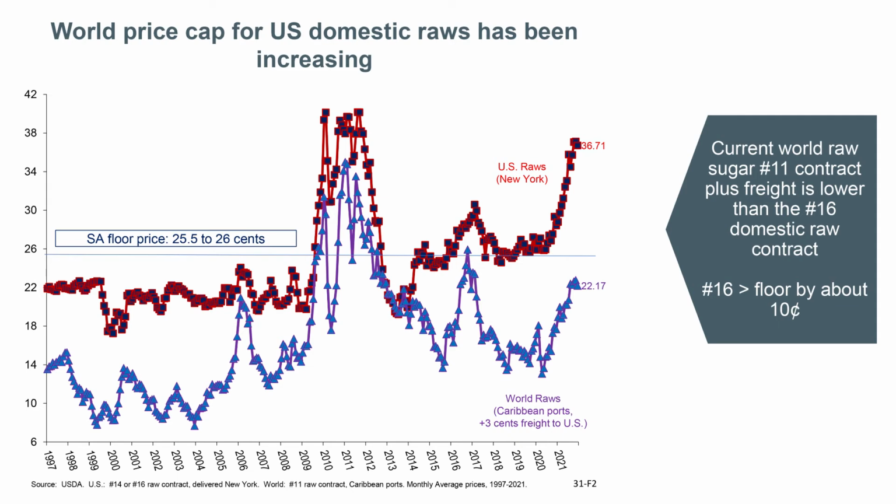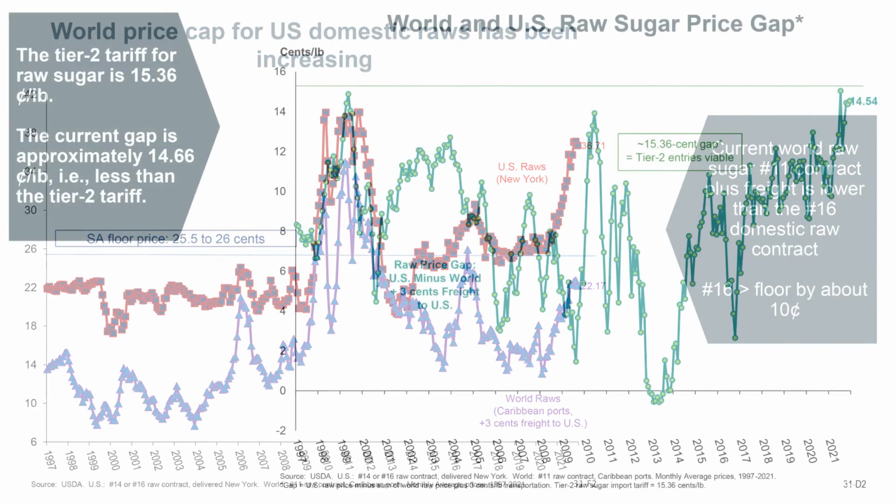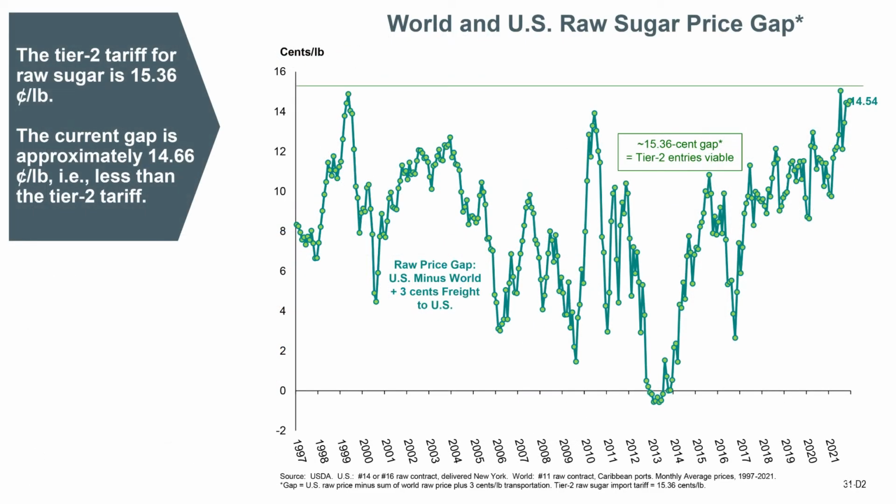I drew a line there to show the suspension agreement floor with Mexico between 25 and 26 cents. So right now, the number 16 domestic contract is running about 10 cents above that floor that's essentially guaranteed by the suspension agreements with Mexico. What does that mean for Tier 2 deliveries? So we've seen some Tier 2 sugar entering, raw sugar entering.